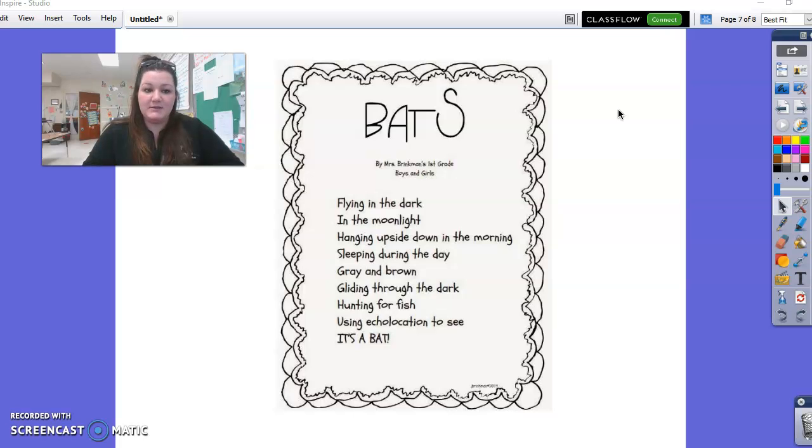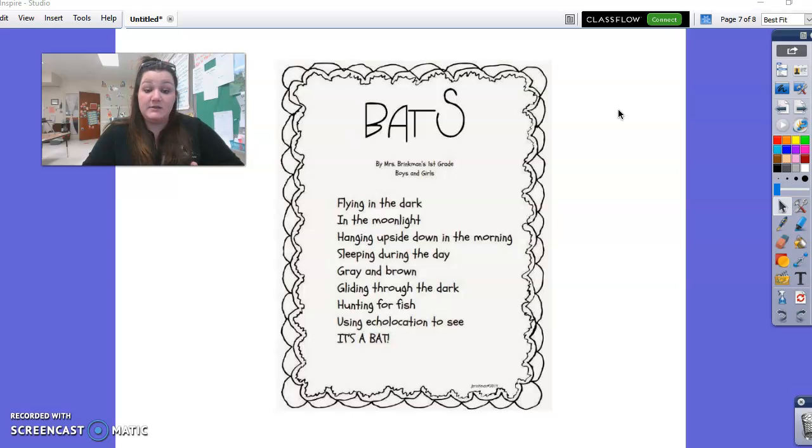It's a bat. Now, does this poem rhyme? No, it doesn't. But is it still a poem? Yeah. There are just a few words on each line. The poem's short. And it probably has a tune to it. Okay? But we learned about bats.